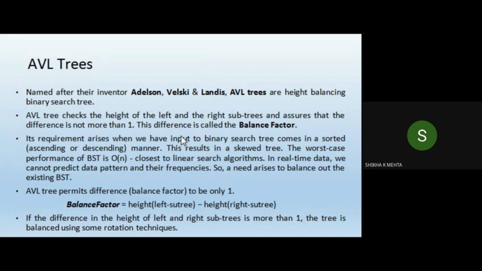Now we will see the various kinds of rotations we do. Whenever we are inserting some data or deleting some data, the tree may get unbalanced. The difference in the heights of the left and the right subtree may be greater than 1. So in order to bring that difference back to 1, we are going to apply certain operations, which are called rotation techniques.